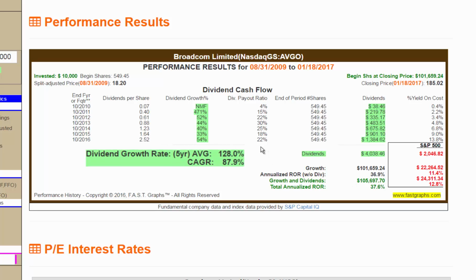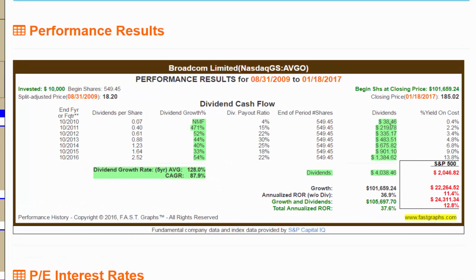But I really want to take a look at the dividend growth here. As you can see, their dividend growth rate for this 5-year period has averaged 128%. The compound annual growth rate has been 87.9%. On that $10,000 investment, your original yield would have started out at 0.4%, and for fiscal year 2016 ending in October, your yield would have increased to 13.8%. On a $10,000 investment, the company would have generated $1,384 of dividend income.